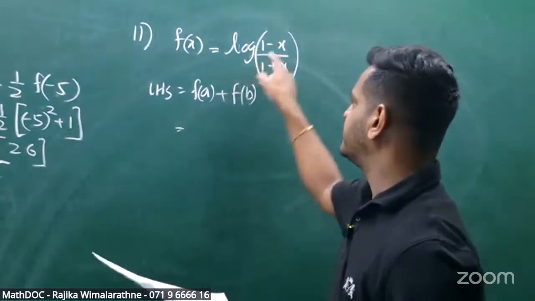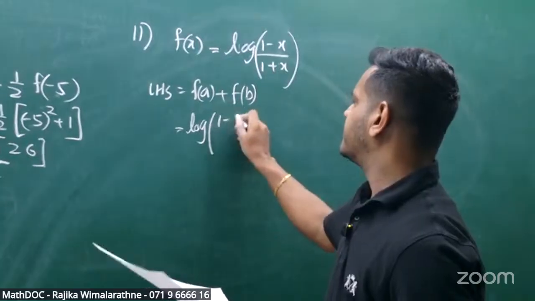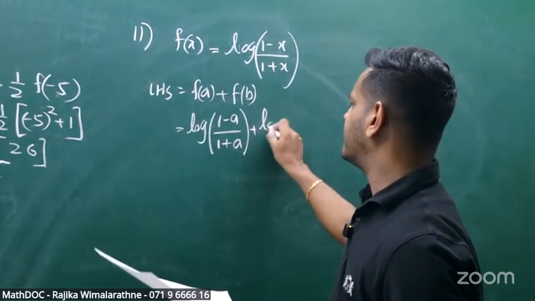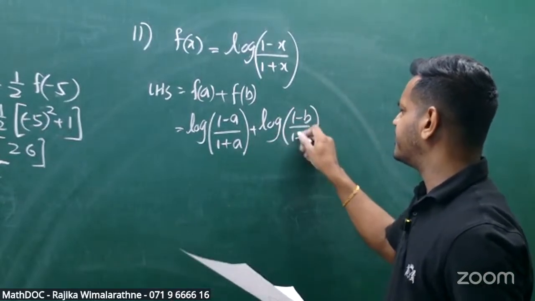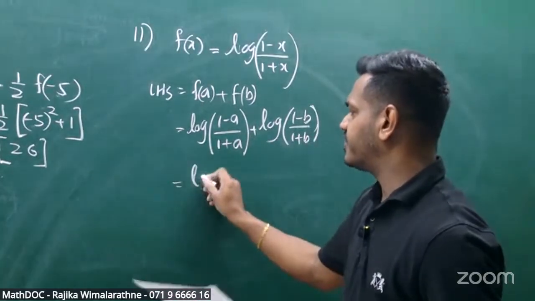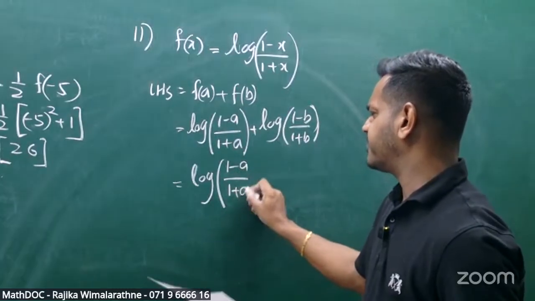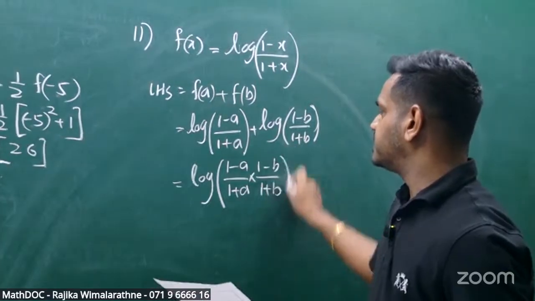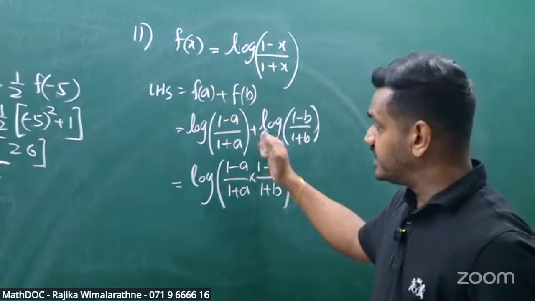Then f(a) means you replace x by a: log of (1 minus a) over (1 plus a), plus log of (1 minus b) over (1 plus b). Then log addition means product: (1 minus a)(1 minus b) over (1 plus a)(1 plus b). So we have to apply logarithmic rules again. Log addition means log of the product.